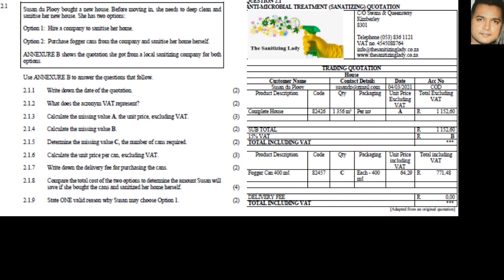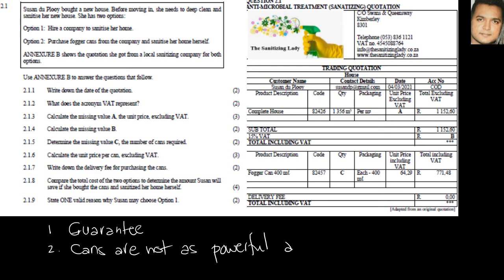2.1.9, state one valid reason why Susan may choose option 1. Remember, option 1 is the company that would do the job. So we know that companies generally offer a guarantee for their work. So that would be one of the reasons she would choose it. And the second thing would be that the cans are not as powerful as the machines. Okay, so that would be a logical answer. But remember, any reasonable answer could be accepted.